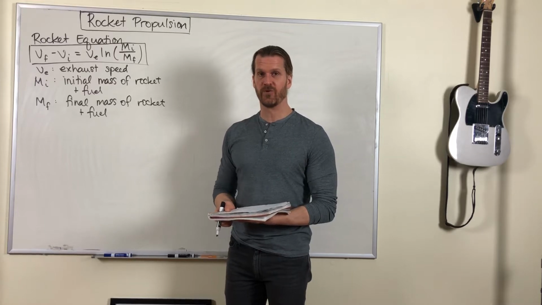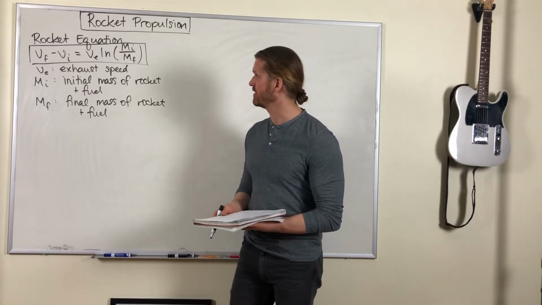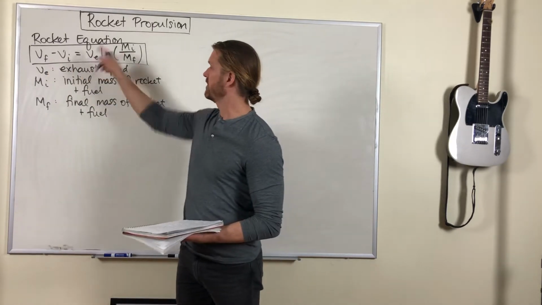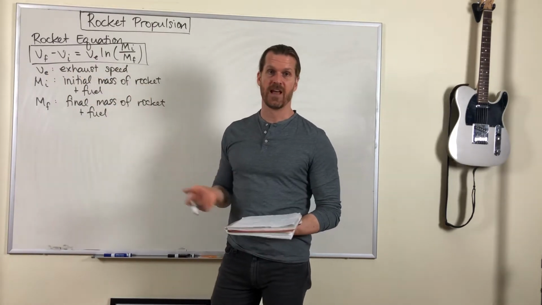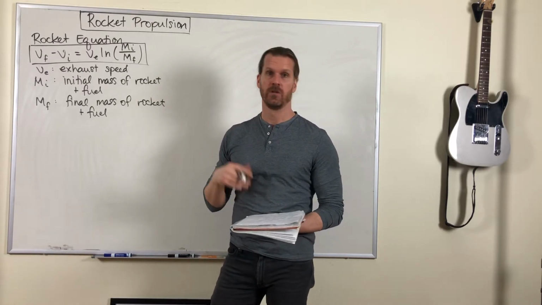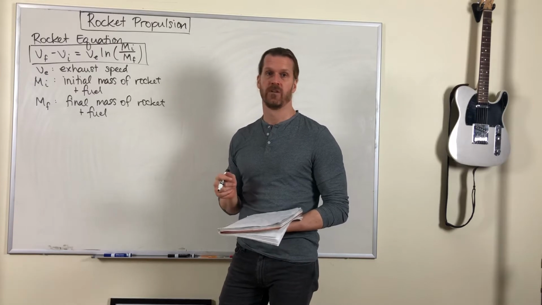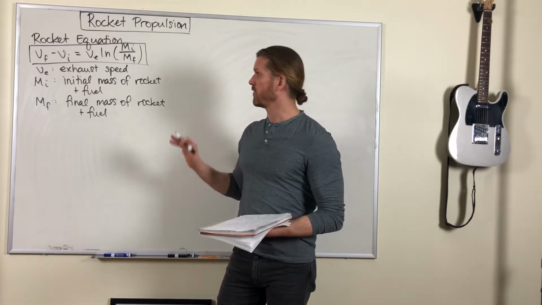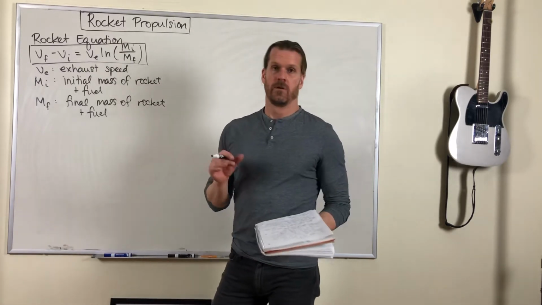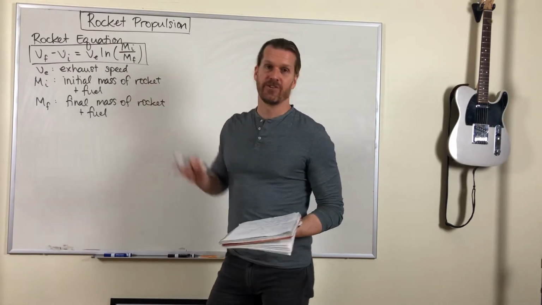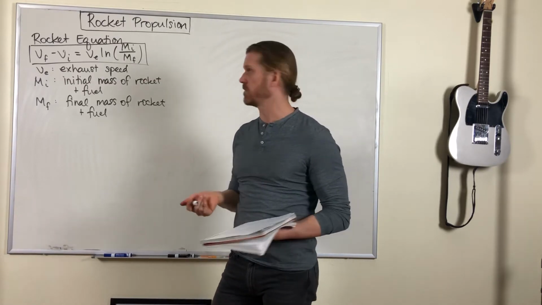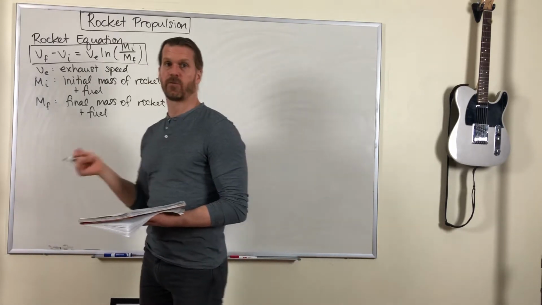In the previous video, we derived the rocket equation. It says that the change in speed of a rocket equals the exhaust speed times the natural log of the initial mass of the rocket plus fuel divided by the final mass of the rocket plus fuel for any 2 instants in time. Now, there's some engineering limitations to how fast you can make rockets go. And here's what they are.